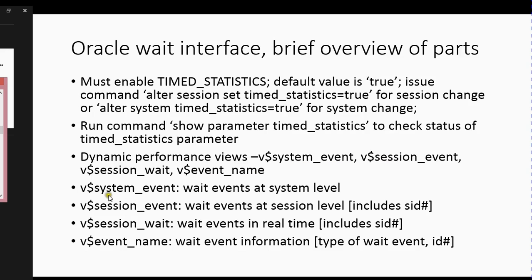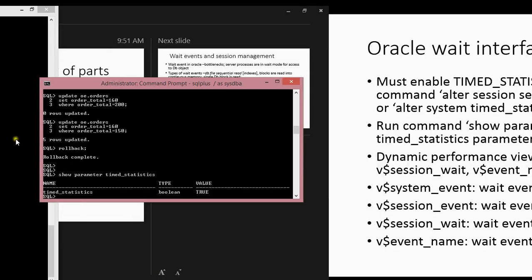So basically, in V$SYSTEM_EVENT, you have wait events at the system level. In V$SESSION_EVENT, you have wait events at the session level, and they include the SID number. V$SESSION_WAIT shows the wait events that are taking place in real time, and there's also a column for the SID number. And also you have V$EVENT_NAME. These are just general wait event information: the type of wait event, and also the ID number for that wait event.